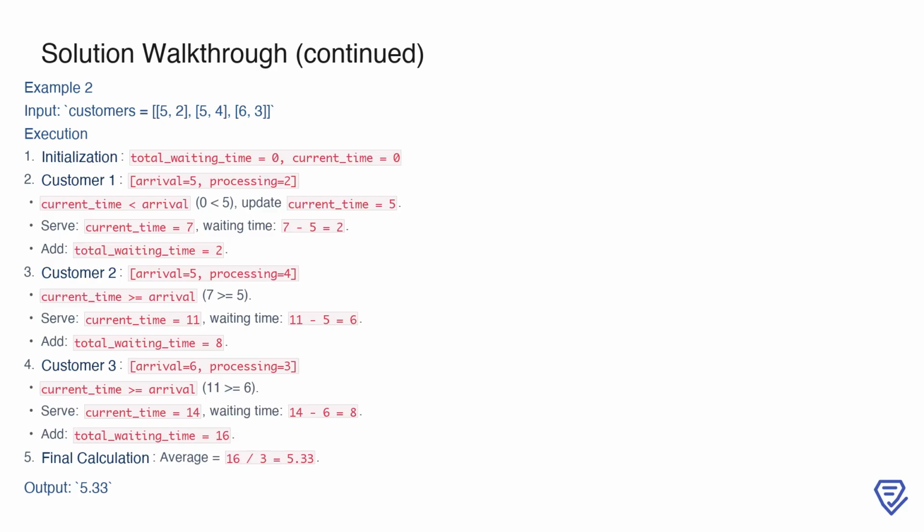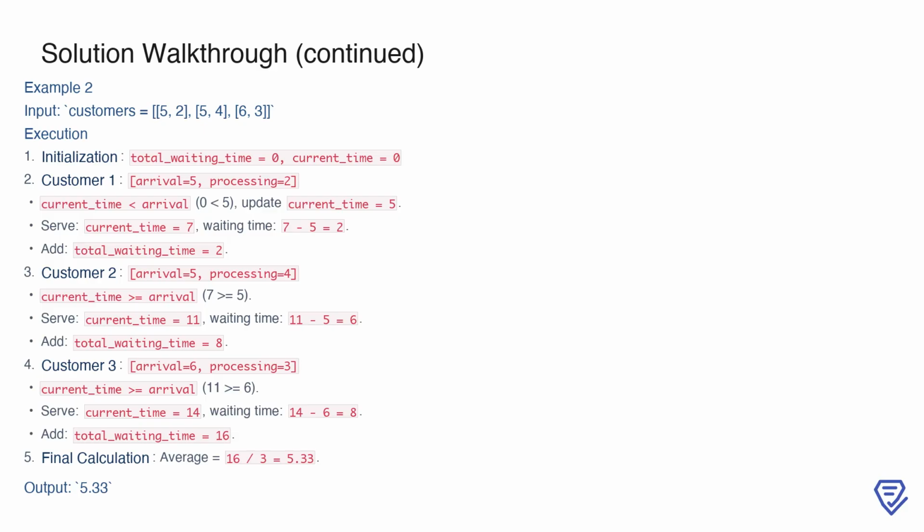For the second customer, arrival equals 5, processing equals 4, the current time is already greater than or equal to their arrival time, so the chef continues immediately. The current time becomes 11, and their waiting time is 11 - 5 equals 6, which we add to the total, making total_waiting_time equals 8.